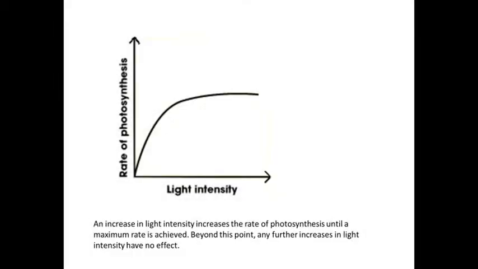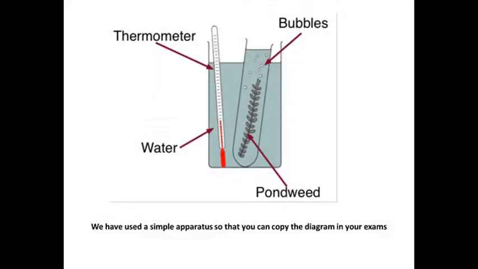The result shows that light intensity has a positive effect. The greater the intensity, the greater the rate of photosynthesis, all other factors being equal. Now let's look at temperature. We can use an almost identical apparatus, but this time we can control temperature by placing it in a warm water bath. Then we can measure the rate of photosynthesis and plot it against temperature.